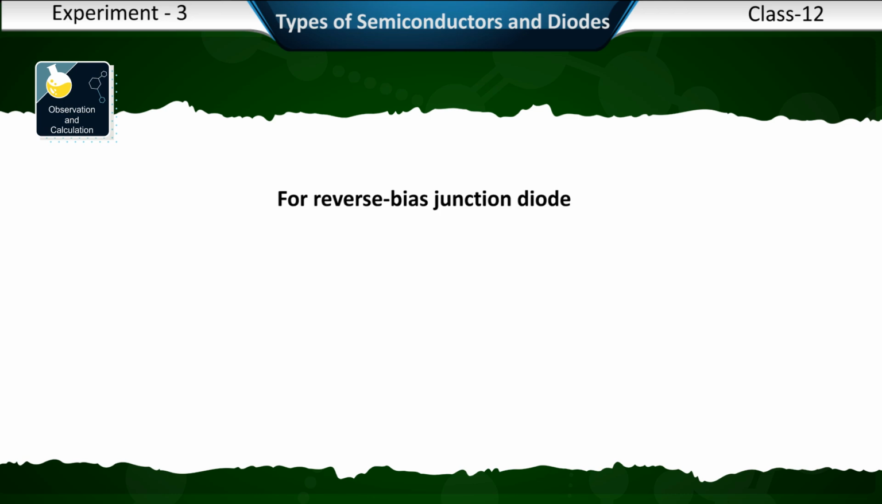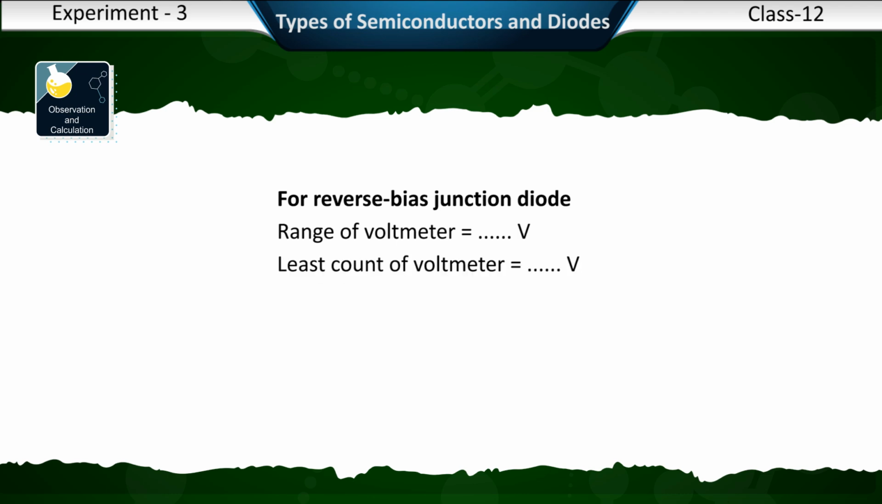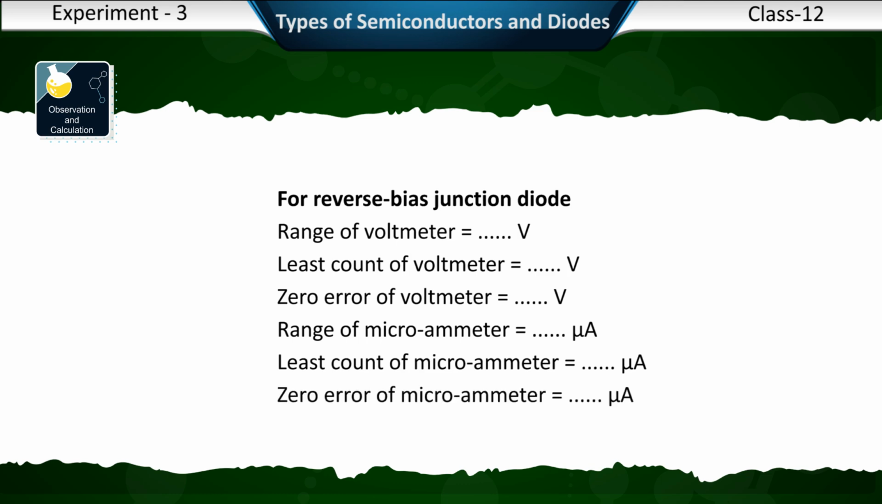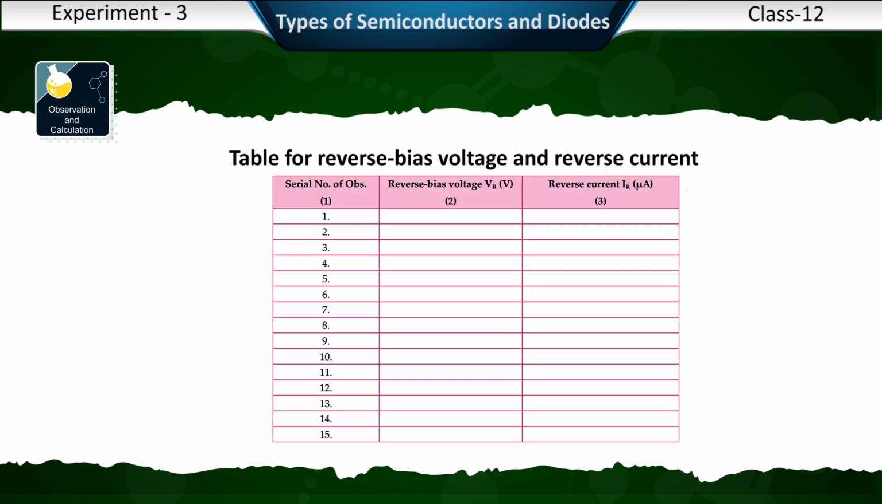For reverse bias junction diode, range of voltmeter is equal to, calculate this in volt. Least count of voltmeter is equal to, calculate this in volt. Zero error of voltmeter is equal to, calculate this in volt. Range of microammeter is equal to, calculate this in µA. Least count of microammeter is equal to, calculate this in µA. Zero error of microammeter is equal to, calculate this in µA. Table for reverse bias voltage and reverse current.